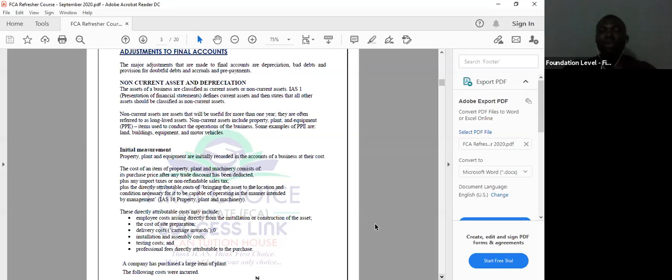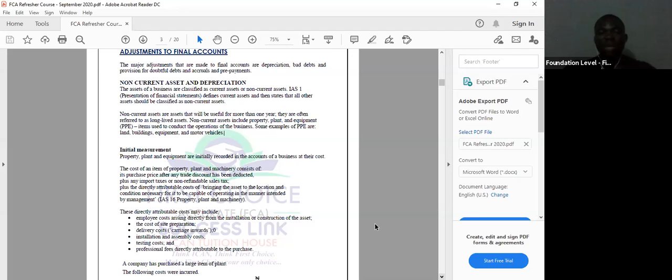Initial measurement. The cost of an item of PPE consists of, number one, the purchase price. Number two, professional fees. Number three, any direct cost that is incurred from the purchase point down to when the asset will be ready for use. That is the figure that will now be recognized as the cost of the asset under our statement of financial position.